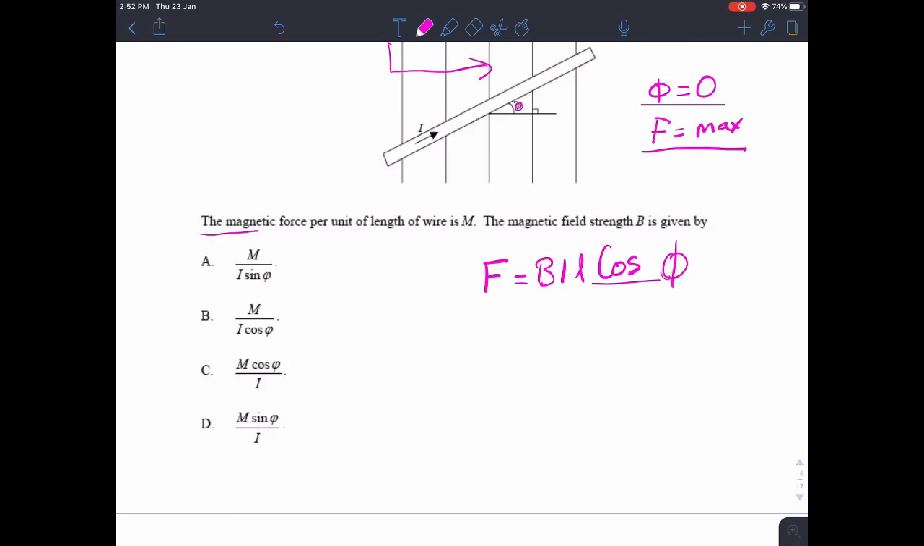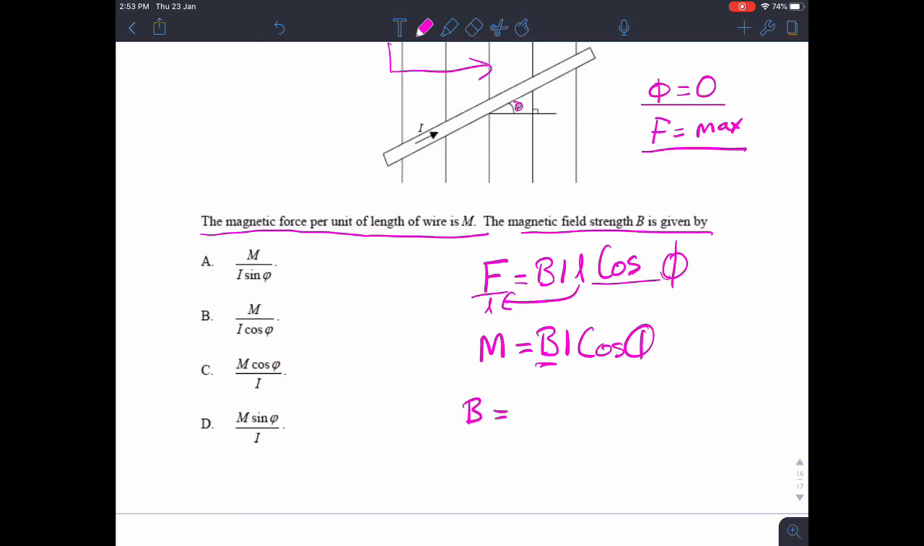And so we know that the magnetic force per unit length of wire is M. So we've called it F, but we're going to change that to M. M equals BI, and we're talking per unit length. So actually, M is F divided by L. So we can move that L down here. And so then we have BI cos phi, and we just rearrange that because we're trying to find the magnetic field strength B. So B equals M divided by I cos phi, which is option B.